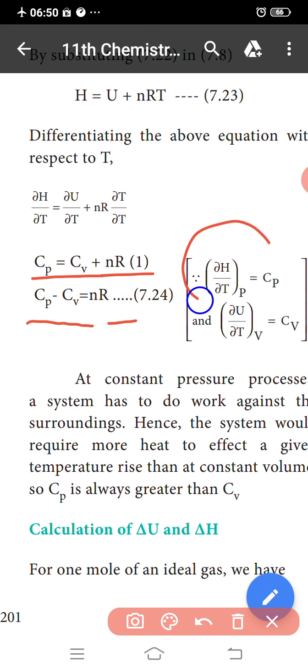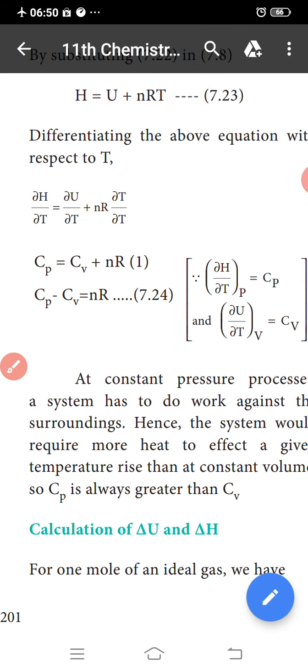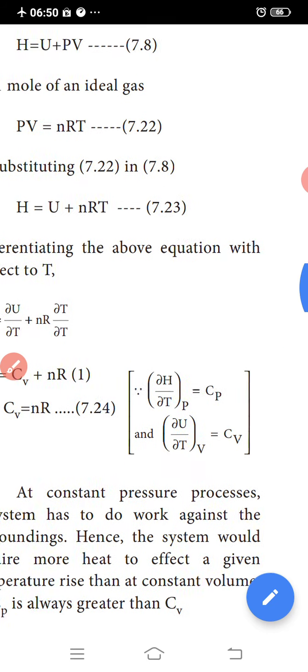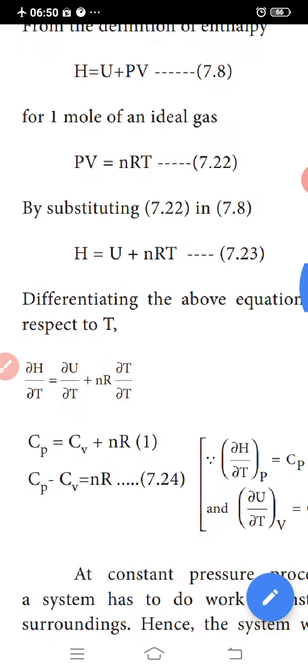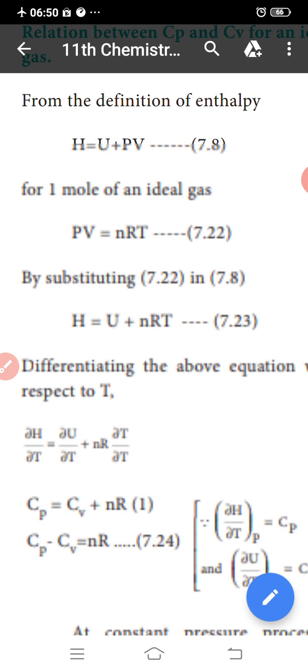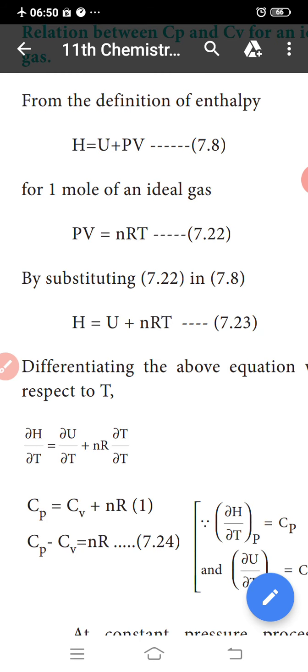Dou H by dou T at constant pressure is equal to Cp, and dou U by dou T at constant volume is equal to Cv. In the constant pressure process, a system has to do work against the surroundings. Hence the system would require more heat to effect a given temperature rise than at constant volume. So Cp is always greater than Cv.